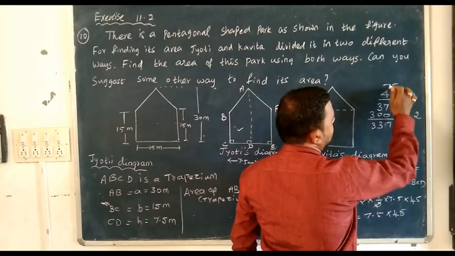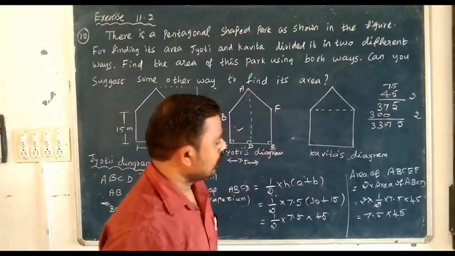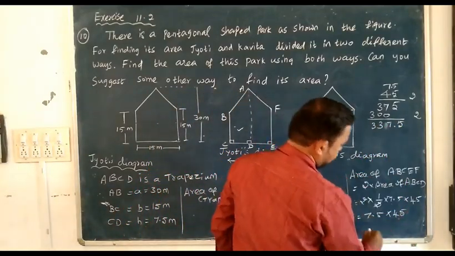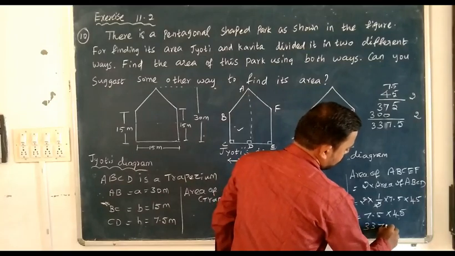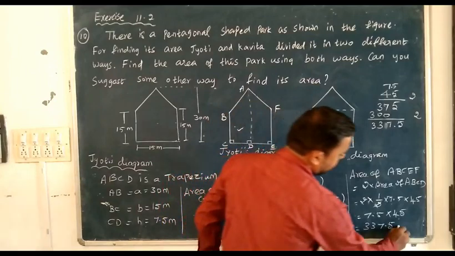Two decimal because both are decimal, so 30. Sorry, only one decimal. 45 into 7.5 is 337.5. The unit is meter, so meters.